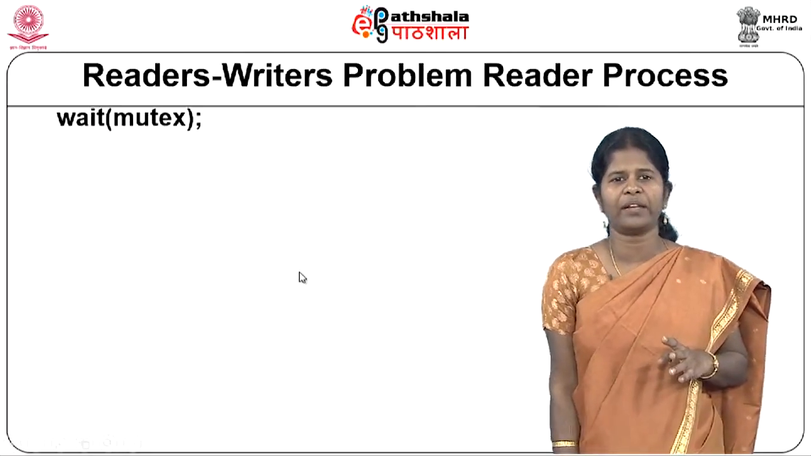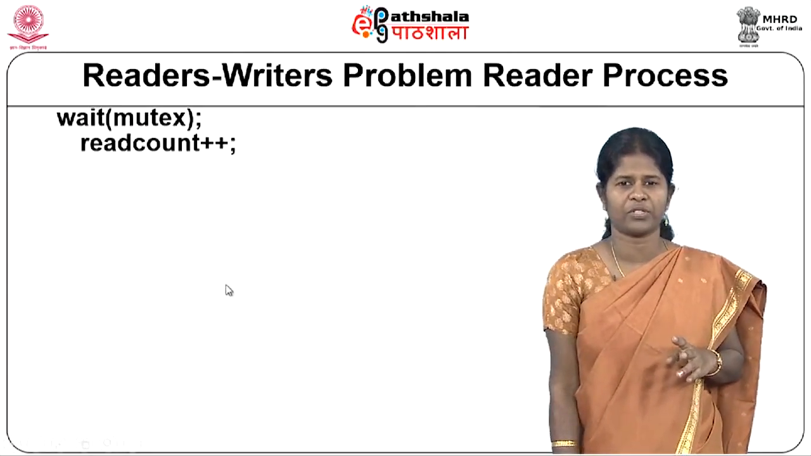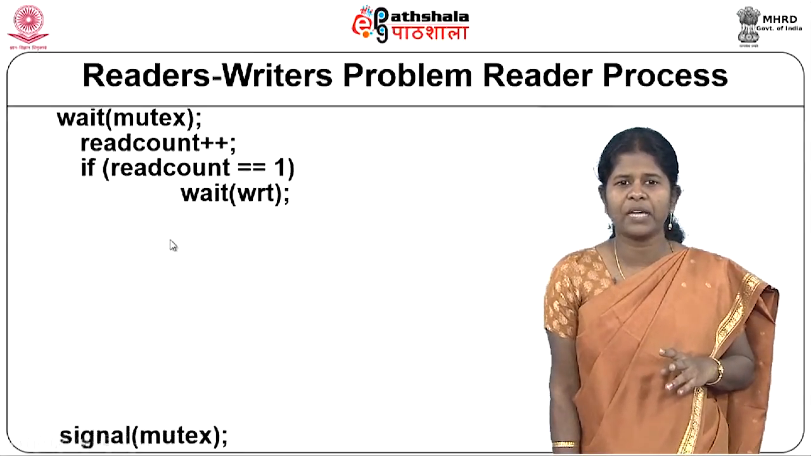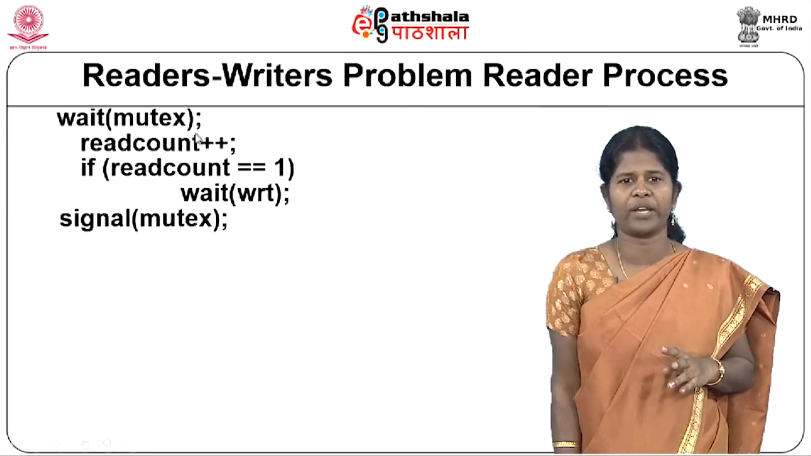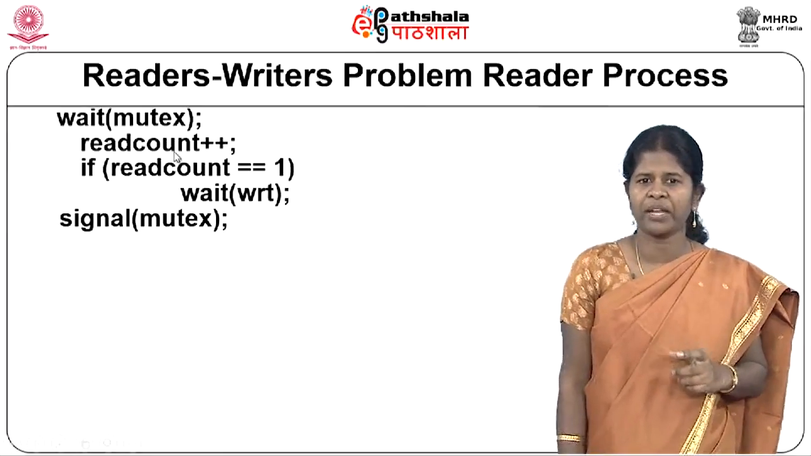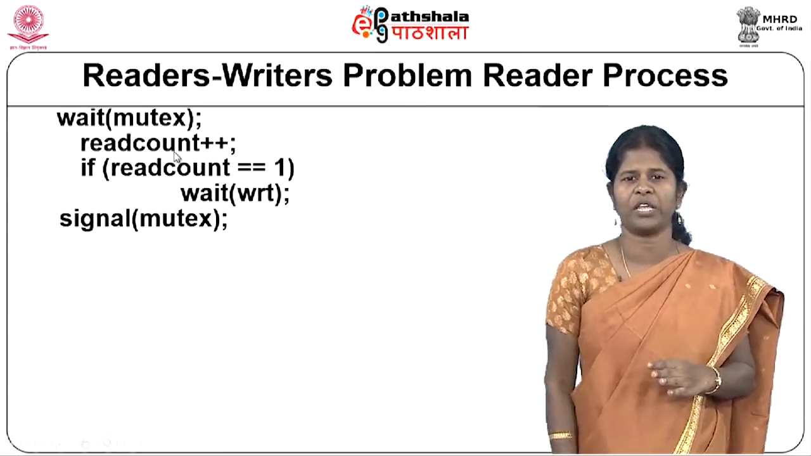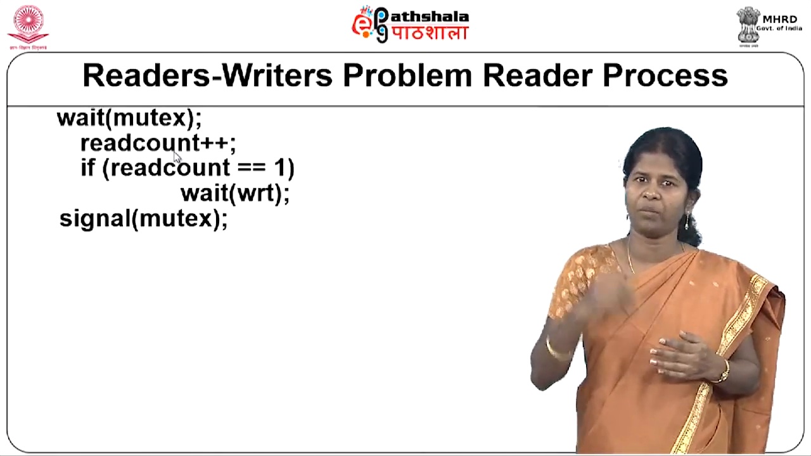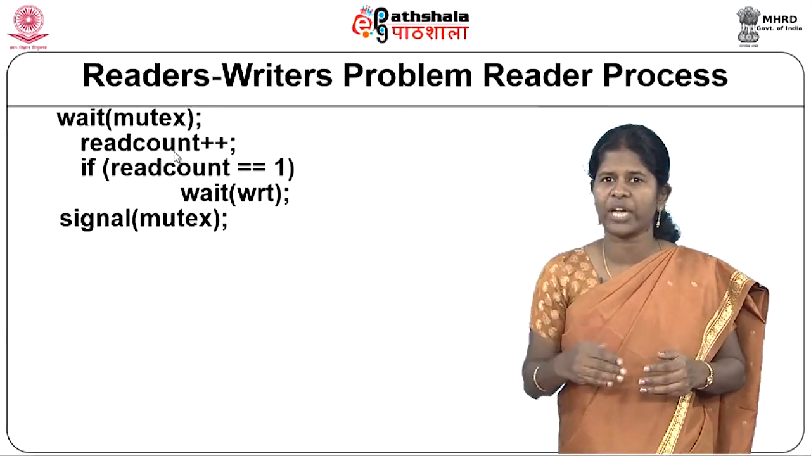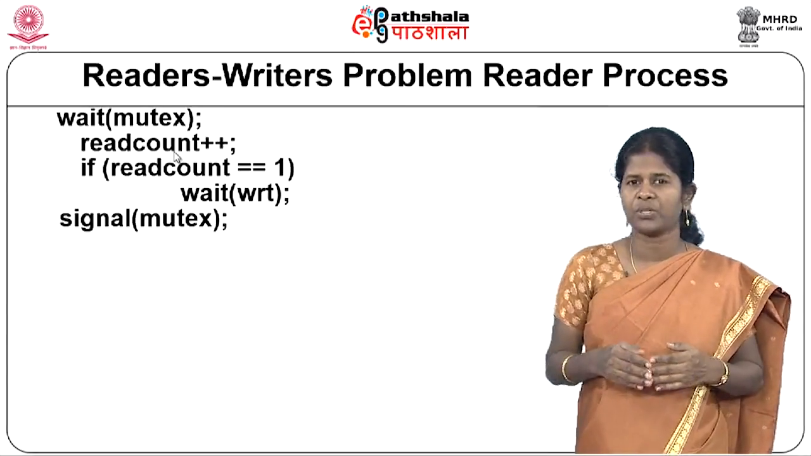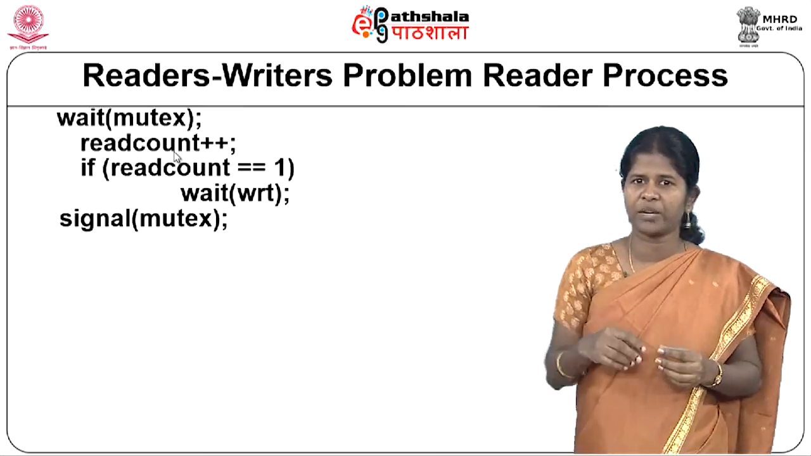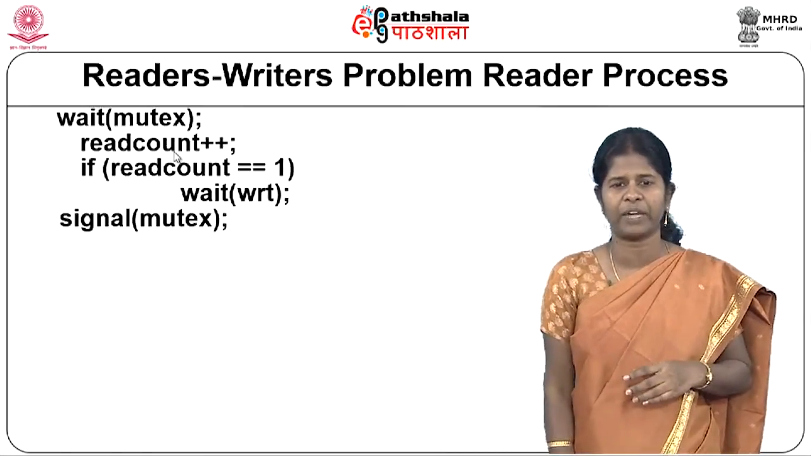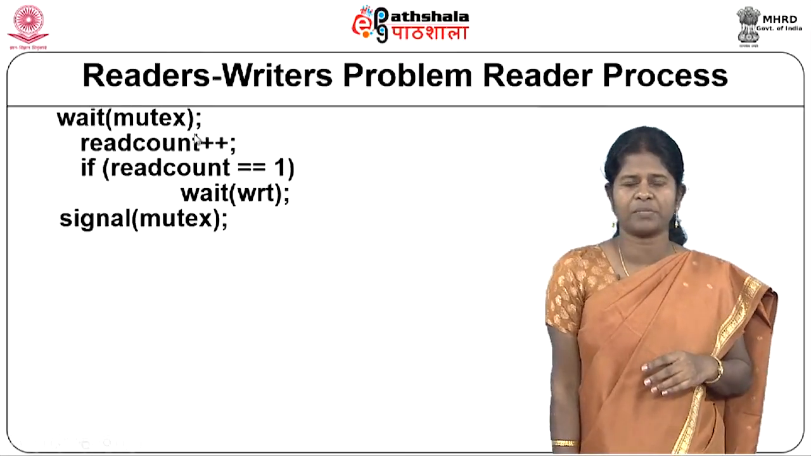Now, we look at the code, the algorithm, for the reader process. The reader process maintains a variable called read count, which maintains the number of reader processes that are currently reading from the file. As I told you earlier, there can be more than one reader process accessing the file at a particular time. So, you need to remember how many reader processes are currently accessing the file. For that, this read count is maintained.